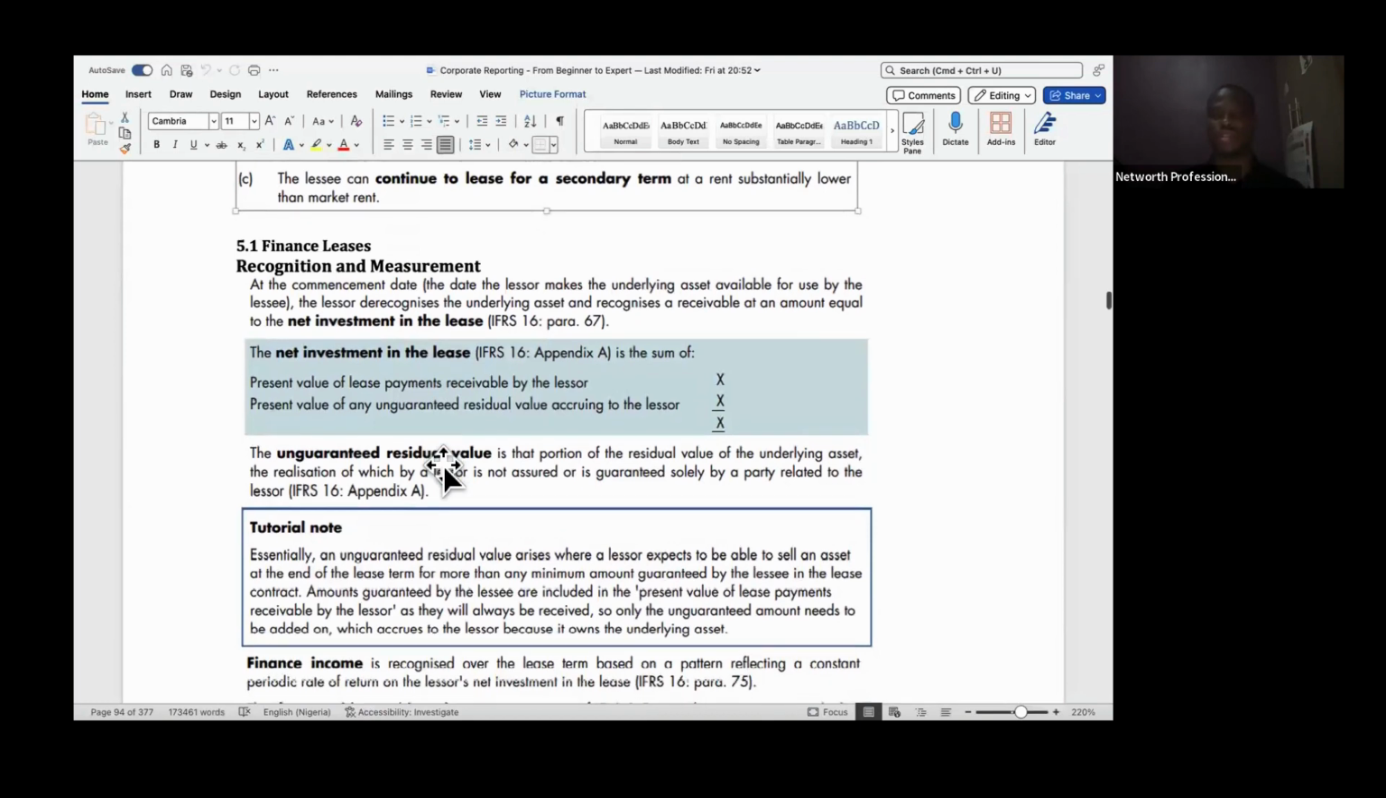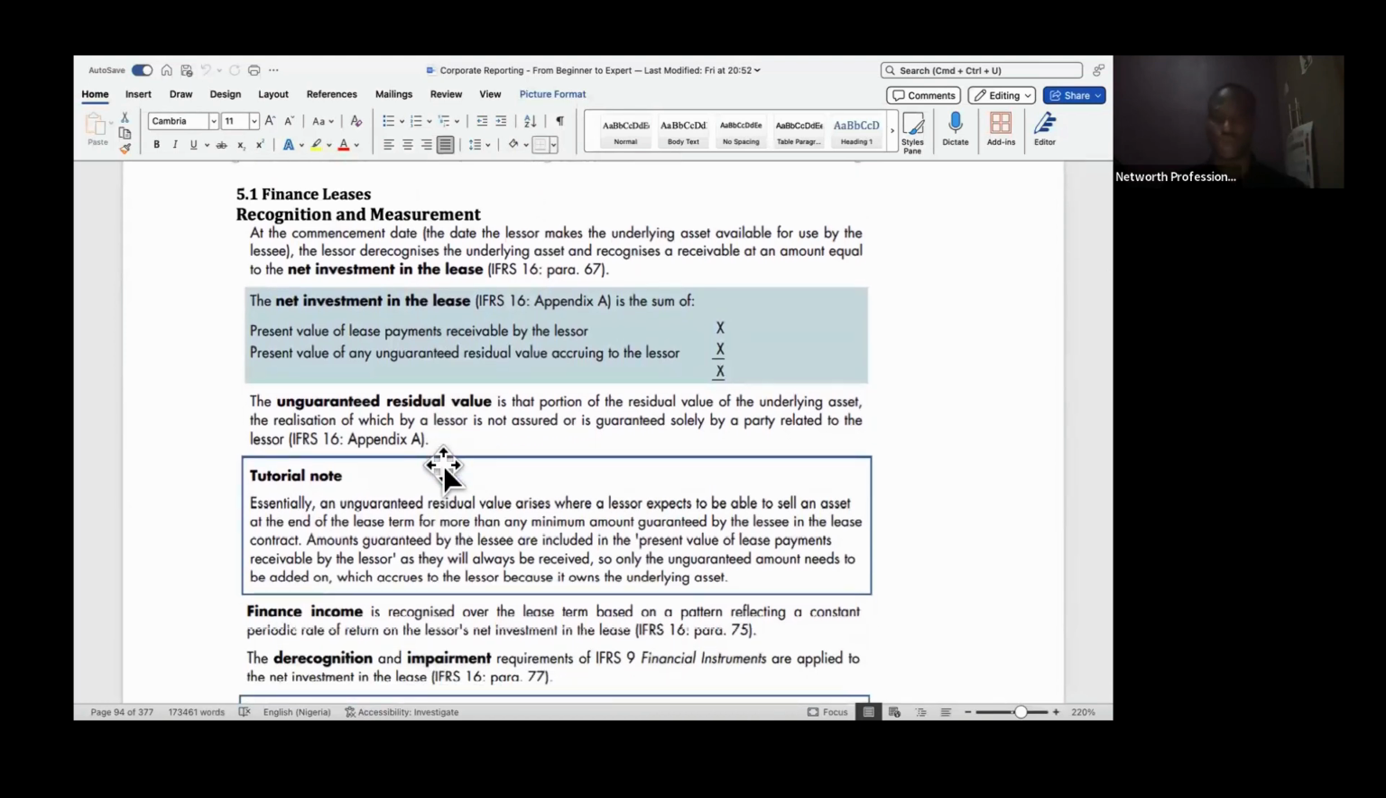Still on finance lease. If what the lessor has entered into is a finance lease, then how will the lessor now recognize the asset in his books? The first thing is that at the commencement date, the lessor would have to derecognize the asset from its books. Remember, it is the lessee that will now recognize the asset as a right of use asset. So you don't expect the lessor to be recognizing the same asset in its books. It will derecognize it. It will remove it from its books.